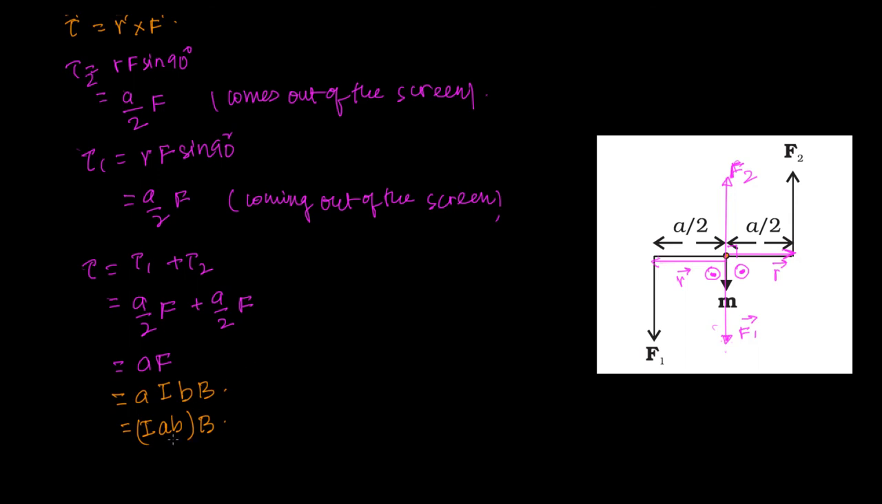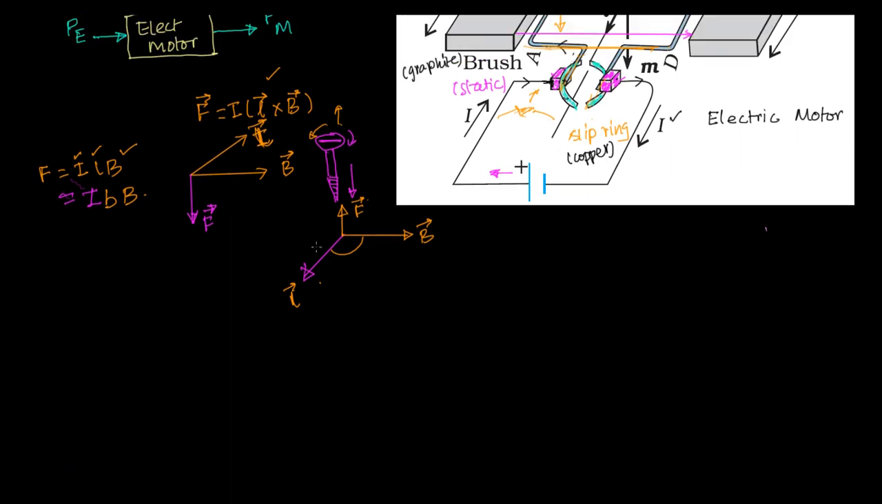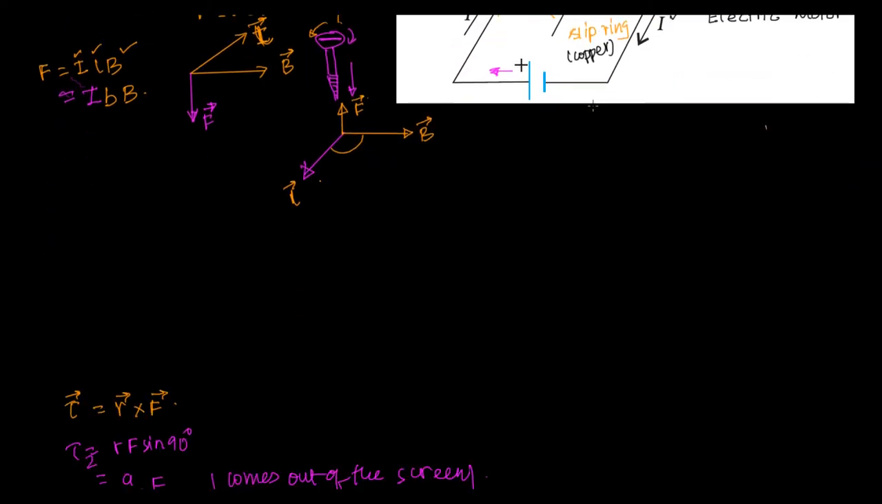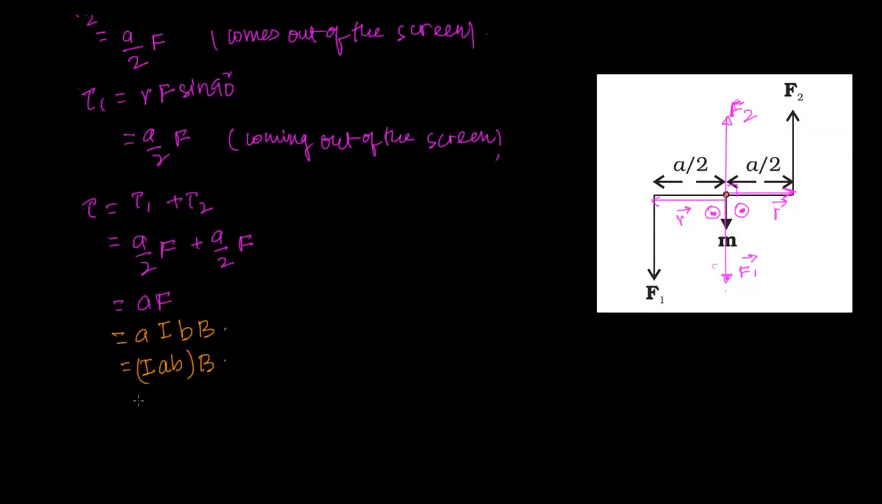Now this A into b, if you look at this rectangular loop, this A multiplied by this b is nothing but the area of the loop, right? So this is nothing but I into capital A into B. So our torque suddenly becomes I into area into the magnetic field, correct?